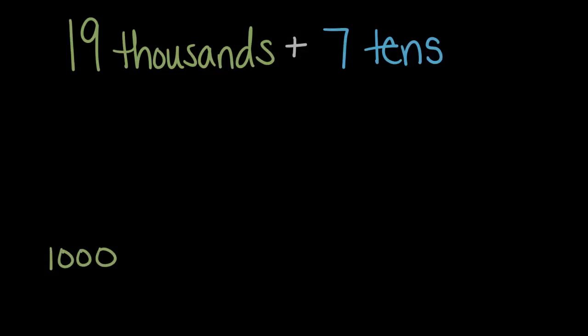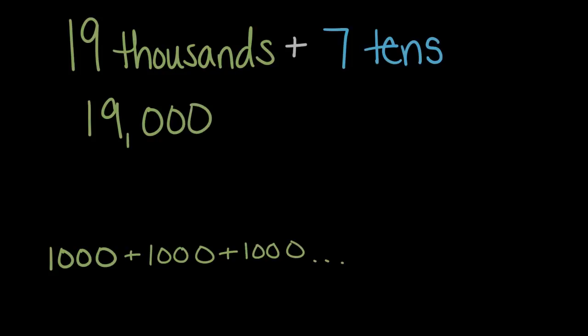So there's 1,000 one time. If we had 1,000 two times, we would have 2,000. If we had 1,000 three times, we would have 1,000, 2,000, 3,000. And the pattern here should be pretty clear. If we had 19 thousands, or 1,000 19 times, we would have 19,000. So 19 thousands is literally 19,000.